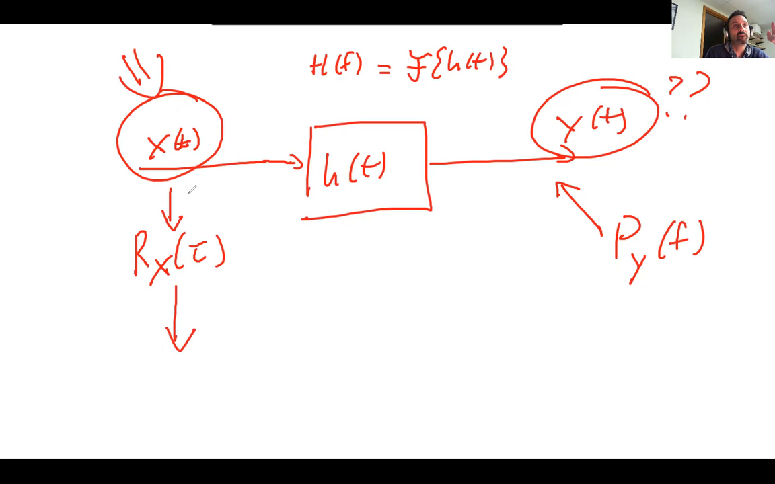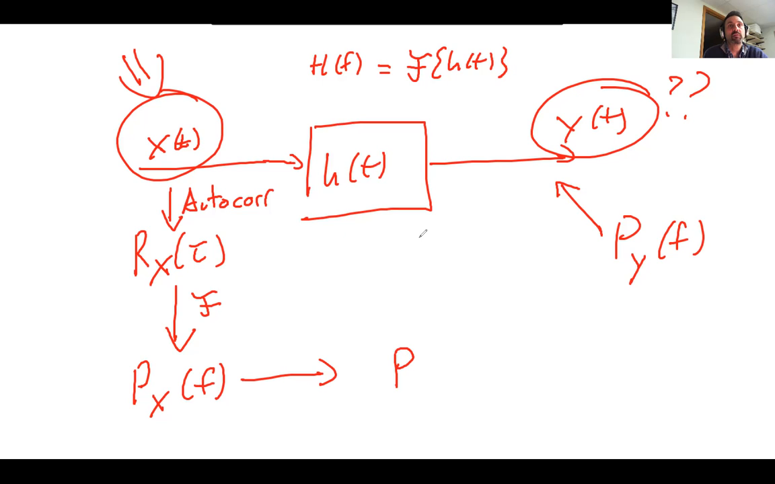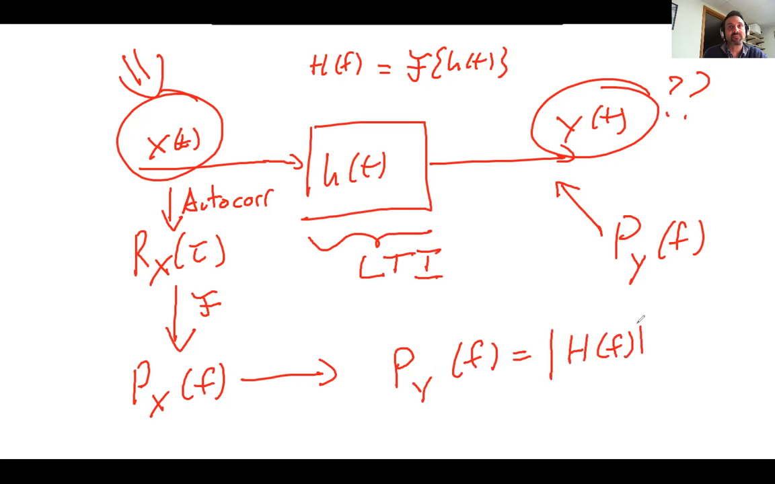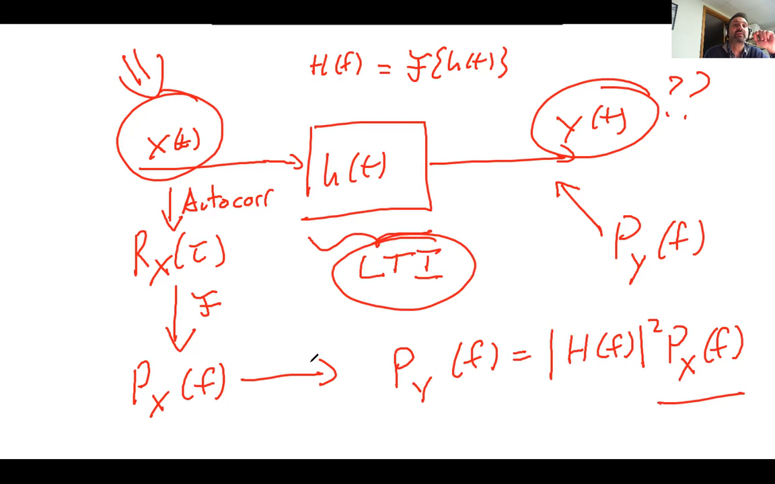Using the Wiener-Khinchin theorem (EWK), first find the autocorrelation, then take the Fourier transform. I now get the power spectral density. Then I use this all-important relationship, assuming this is LTI: Py(f) is equal to the magnitude squared of H(f), the transfer function, times Px(f). So the power spectral density of the input times the magnitude squared of the transfer function gives me the power spectral density at the output, as long as that transfer function is LTI.